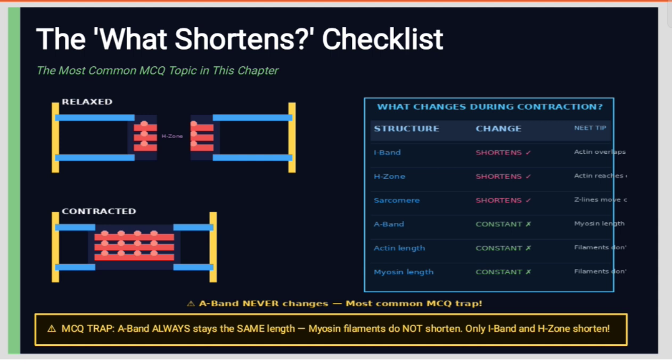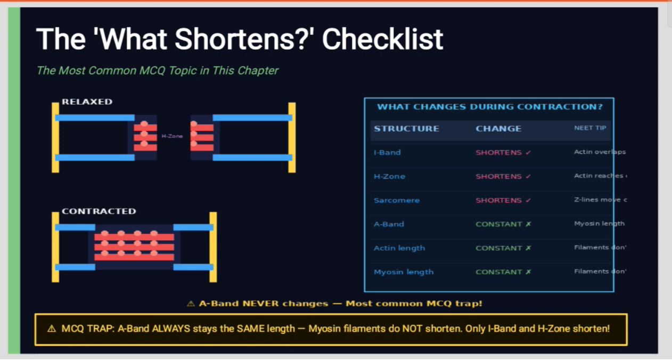The H zone shortens or disappears. The H zone is the actin-free central zone. As actin slides in, actin filaments enter and fill the H zone. The H zone shrinks and may disappear completely at maximum contraction. The sarcomere shortens. The distance between the two Z lines decreases as the actin filaments are pulled inward. The sarcomere itself is shorter in the contracted state.